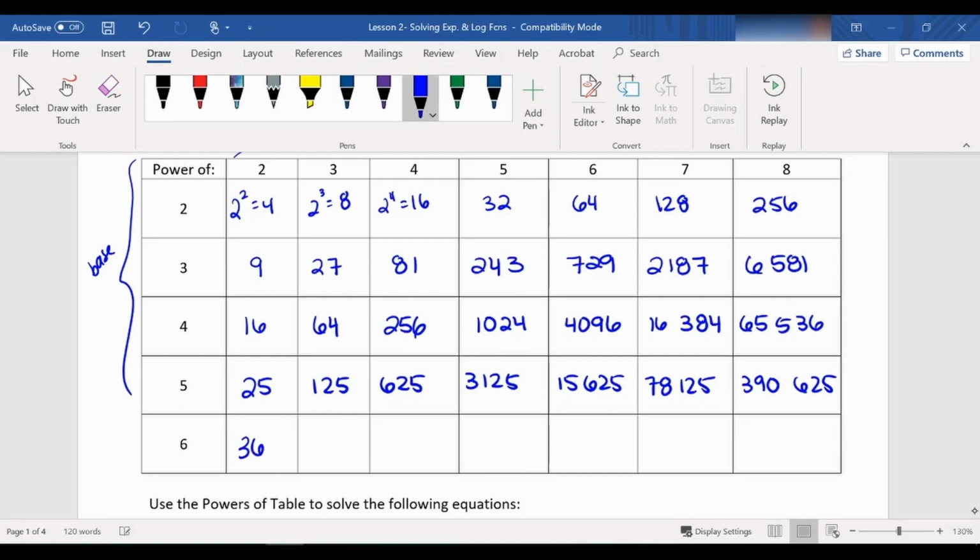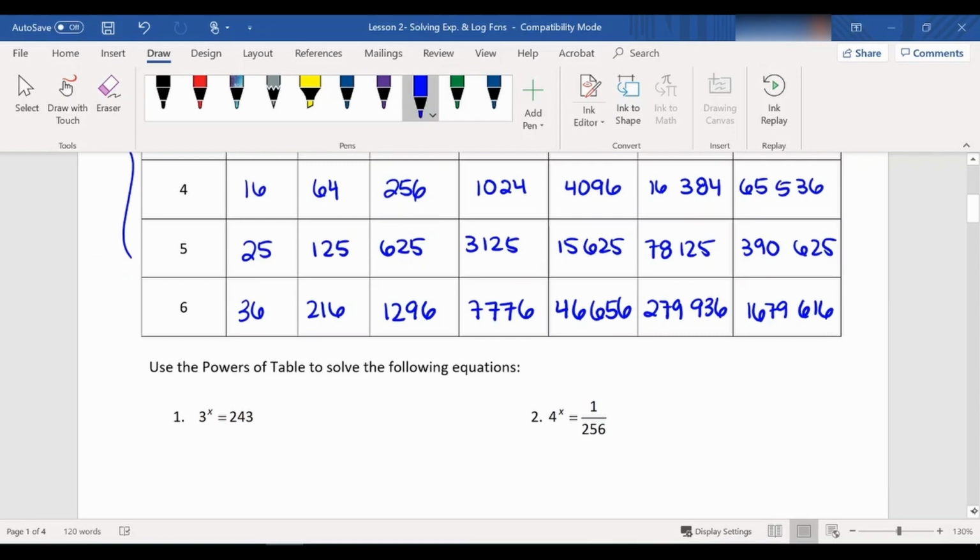6 squared, 36, 216, 1,296, 7,776, 46,656, 279,936, and the last one, 6 to the power of 8, gives us 1,679,616. Okay. So we're going to use these to help us solve some equations.